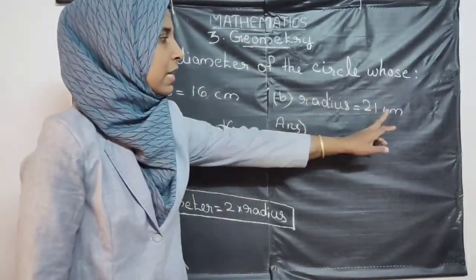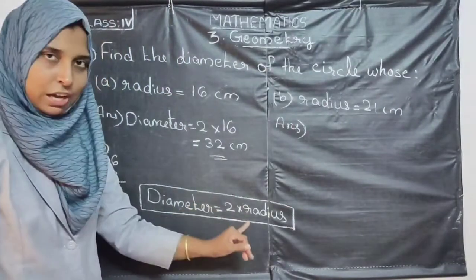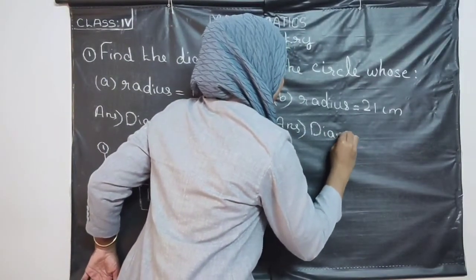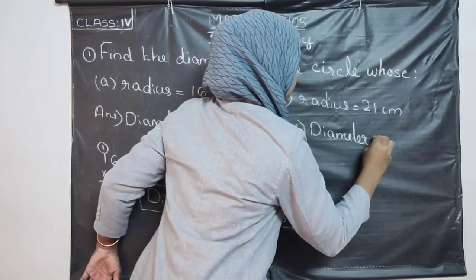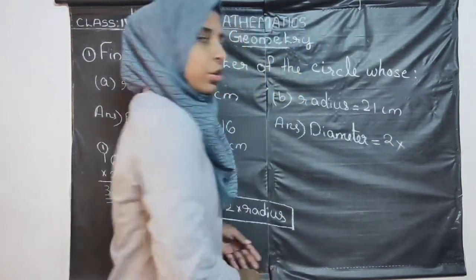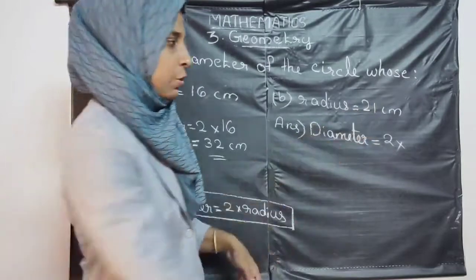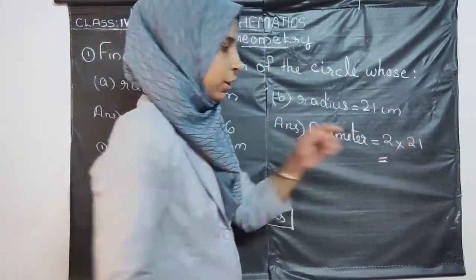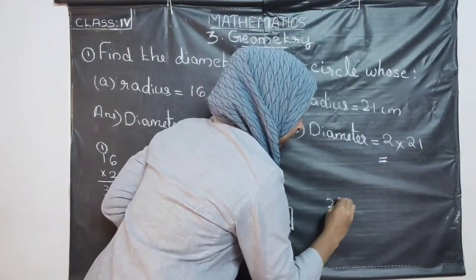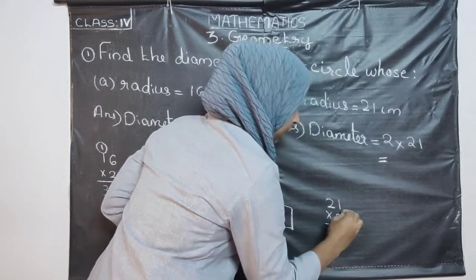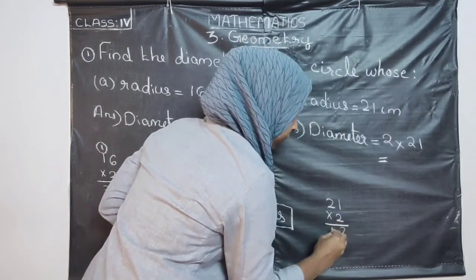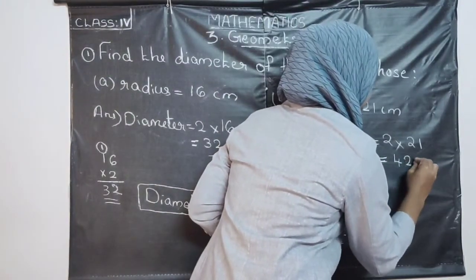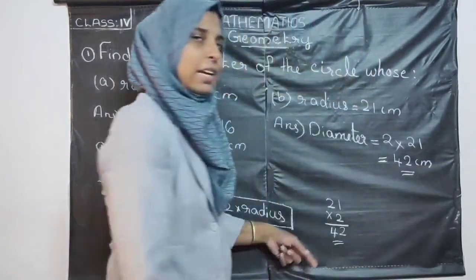So here also radius is given as 21 centimeter. So we can use the relation. Diameter is equal to 2 into radius. Here the radius is 21. 2 into 21. Tell me, children, how we can find 2 into 21? Let me write here 21 into 2. 2 1s are 2. 2 2s are 4. So here we got 42. So here we can write 42 centimeter. Got it, children? It's very easy, no?